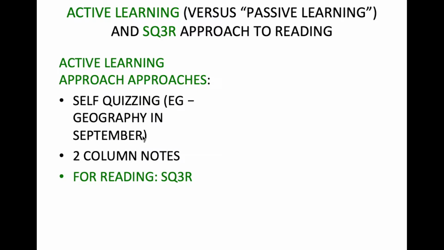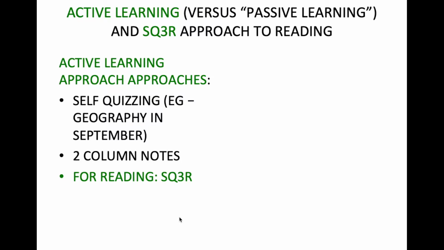Instead of just staring at a map and trying to memorize, actually creating your own quiz, seeing what you know, seeing what you don't know, and grading yourself. That's active learning. The Cornell two-column notes is also an example of active learning. So instead of just passively reading through your in-class notes, the two-column method requires you to engage the material by coming up with self-quiz questions.